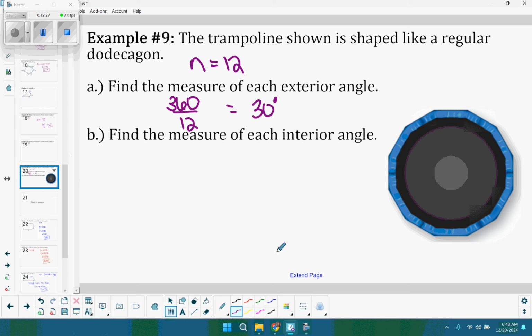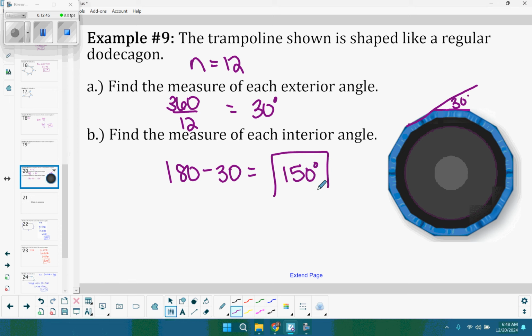Now they want us to find the measure of each interior angle. If I know that each exterior angle is 30 degrees, and it has to make a linear pair with my interior angle, then 180 minus 30 would be 150 degrees. We could also have taken the sum of the interior angles for a dodecagon and divided that by 12. We'd still get 150, but it's probably easier to just take the 30 away from the 180. And that is it for section 7.1, polygons and their angles.